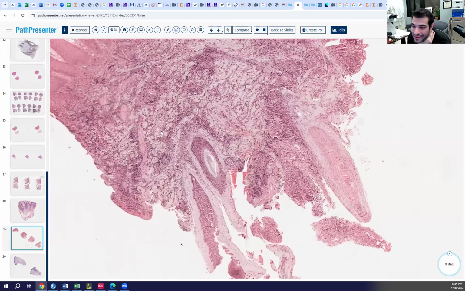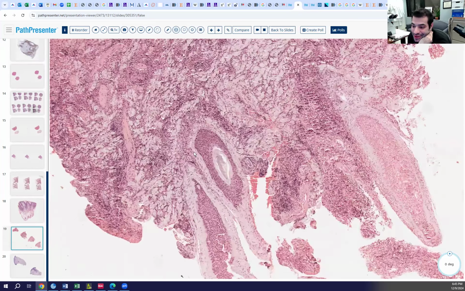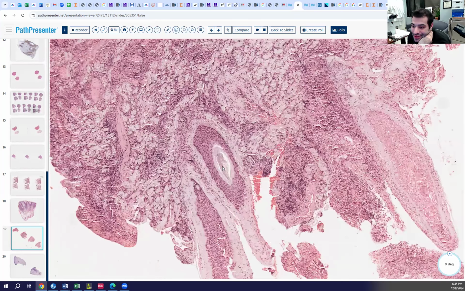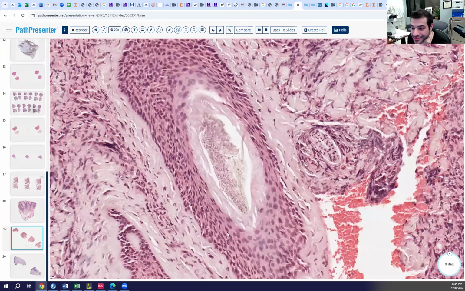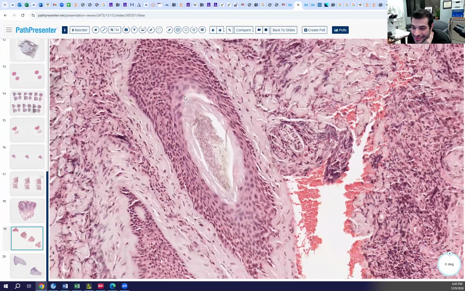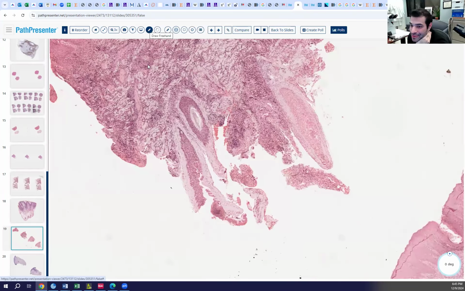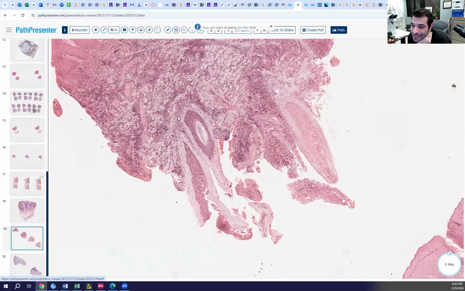So what are we thinking when we see this mixed infiltrate? There's a lot going on, but I think we found something. We've got to worry about infection, right? I mean, we see all these neutrophils. That's one thing we've got to worry about.